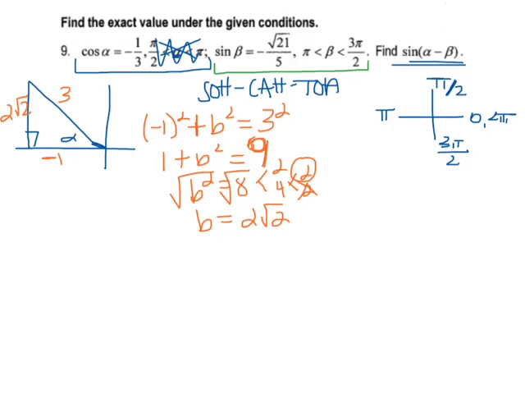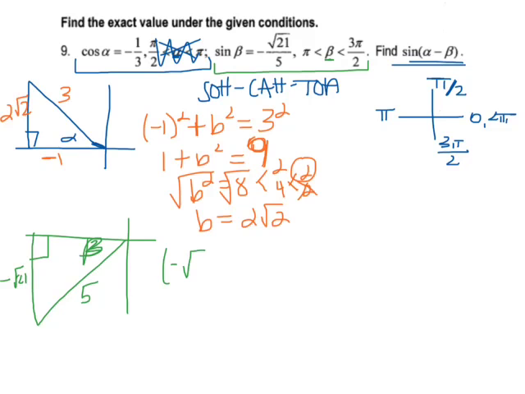Okay, now we're going to do the beta triangle. Beta, or that inside angle, is supposed to be in between pi and 3 pi over 2. So that's going to put us into the third quadrant, which means in this quadrant, both of those legs are going to be negative. From here, sine is negative square root of 21 over 5. So the opposite side is negative square root of 21, and the hypotenuse is 5. Again, we have to find that missing side length, so Pythagorean theorem, and use whatever variable you like.